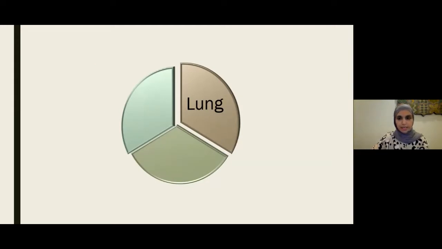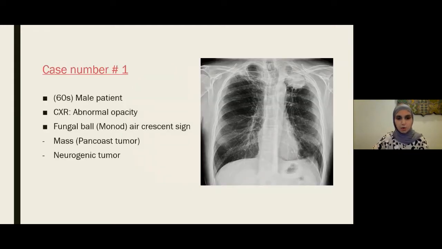Starting with the first case, this is a chest X-ray for a 60-year-old male patient showing an abnormal opacity. We can see a well-defined rounded opacity in the left apex with a crescent-shaped air lucency in its upper margin, associated with fibrotic bands, atelectasis, volume loss, along with a mediastinal shift. This finding is suggestive of a fungal ball. However, Pancoast tumor and neurogenic tumor are within the differential diagnosis and should be ruled out.